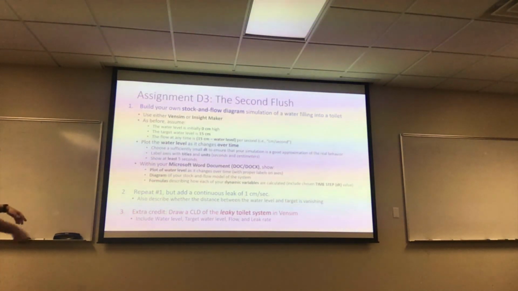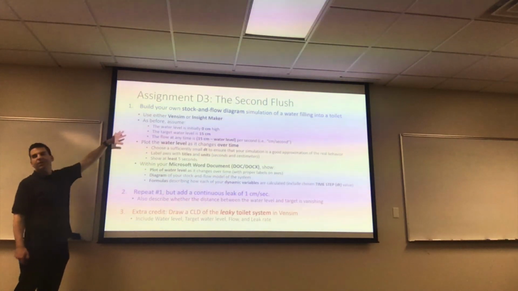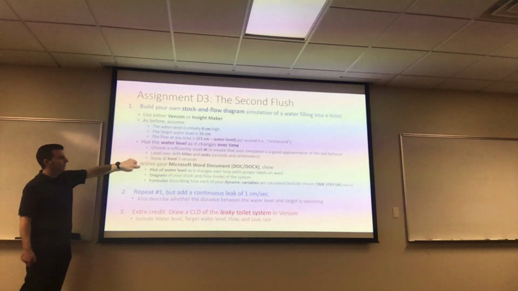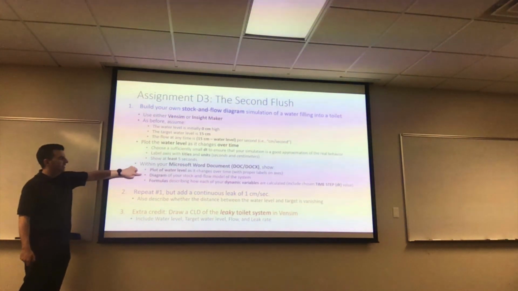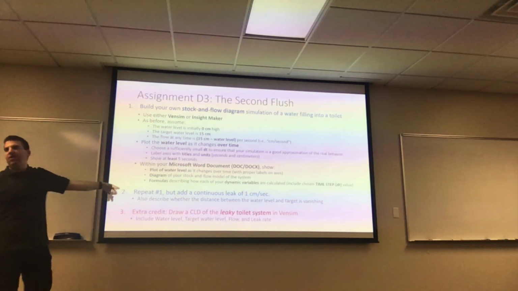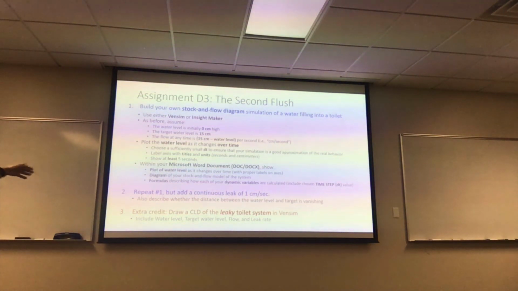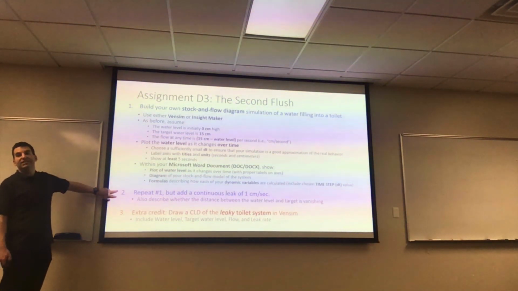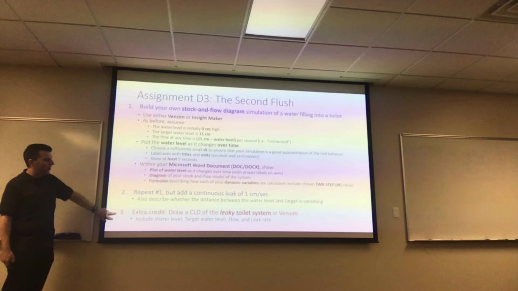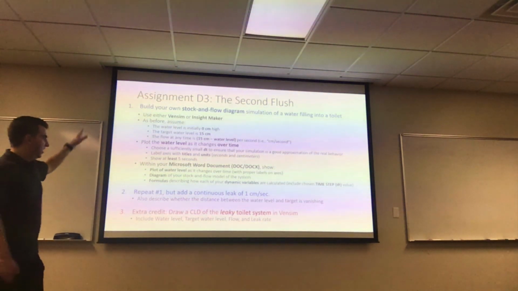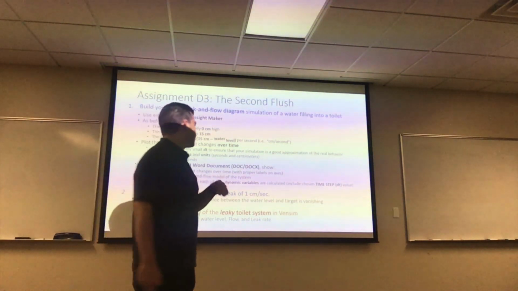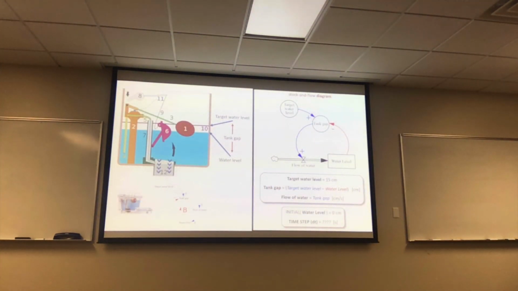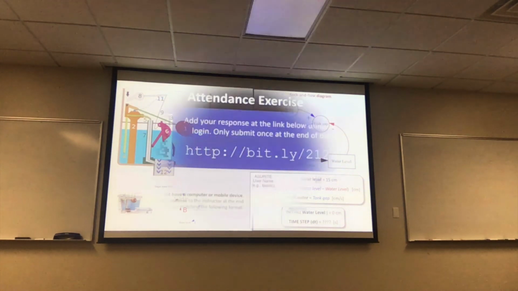Then this assignment that I just passed out, basically I'm having you re-implement the toilet model in Vensim. I have some requests here for you to plot your water level, the diagram of your stock and flow model, as well as give me all your formulas. You usually plot your formulas next to your stock and flow diagram. In number 2, you're going to add a continuous leak to that toilet, and then for extra credit, draw a CLD of the whole system, including the leak. And so that's basically what things are going to look like for how you start this thing. So any questions?